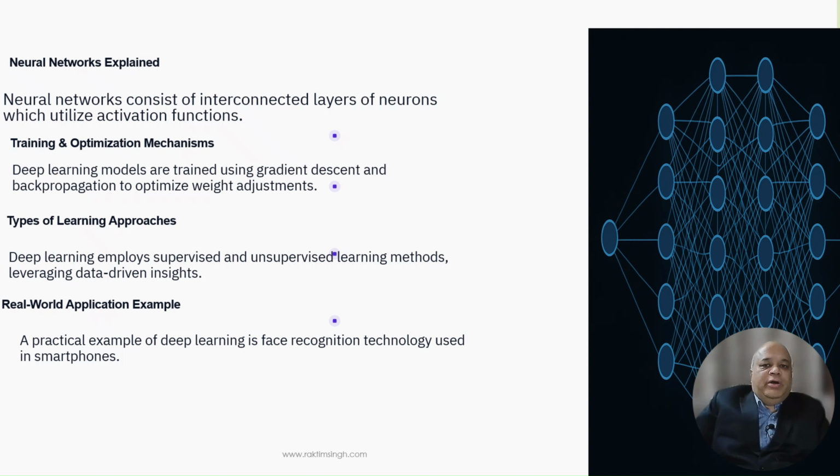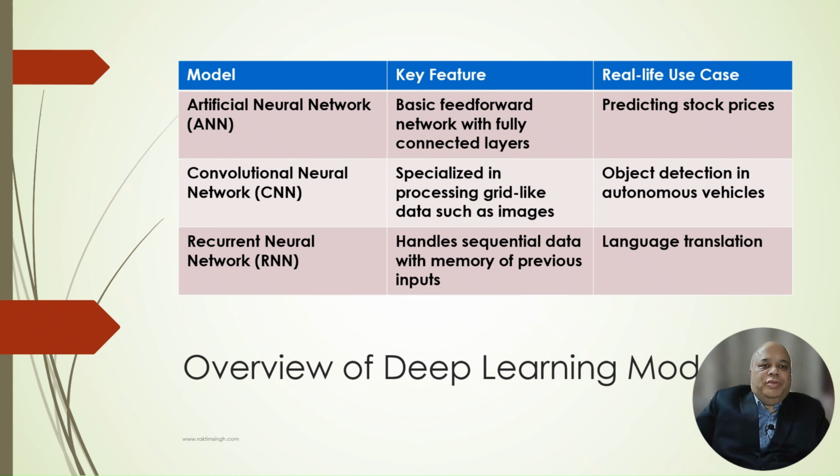So a neural network consists of, as the picture here shows, interconnected layers of neurons, which contain activation functions, and in that there is gradient descent and backpropagation, and weightages are assigned. You can think of those as mathematical functions, with weightages assigned. And again, deep learning also implies supervised and unsupervised learning, leveraging deep data insights. One example is face recognition technology, which is used in smartphones.